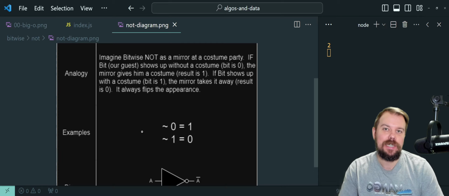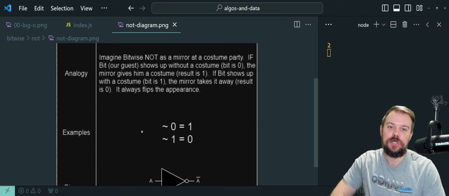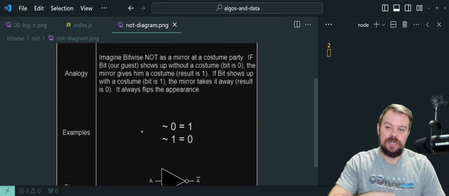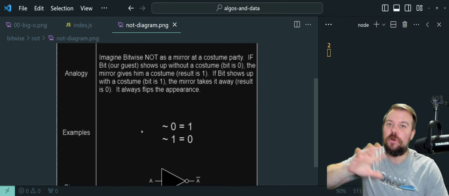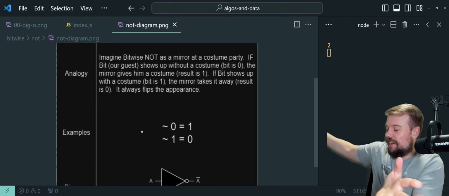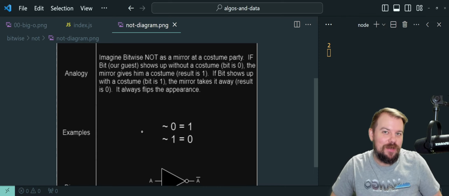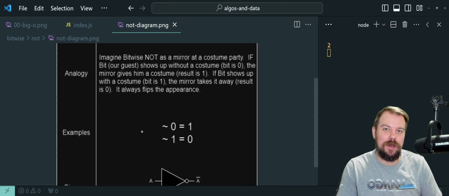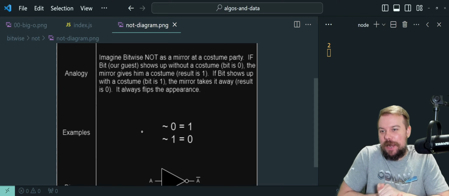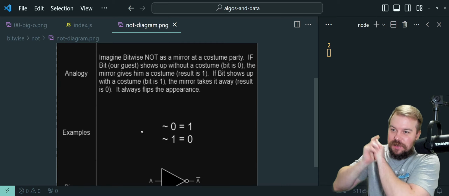Imagine our bitwise not as simply a mirror at a costume party. If Bit, who is our guest, shows up without a costume, his bit is 0, the mirror will magically give him a costume, saying, haha, your result is now 1, you have a costume, and the laugh is required. If Bit shows up with a costume, then the mirror's like, I'm gonna play a trick, I'm a prankster, your bit is now 0.